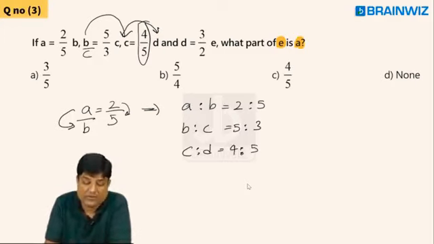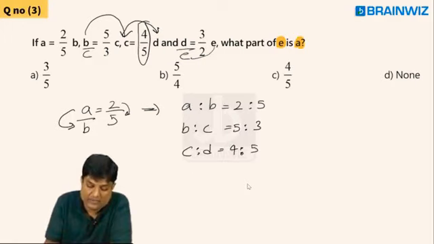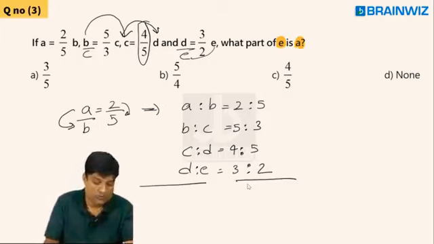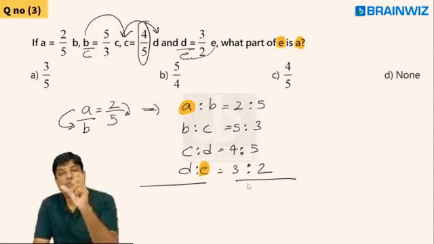Following up with the last one, D by E, this E comes down. D is to E is nothing but 3 is to 2. So we are not supposed to find out all of them. We are supposed to find out the relationship between A and E. I want the relationship between A and E.